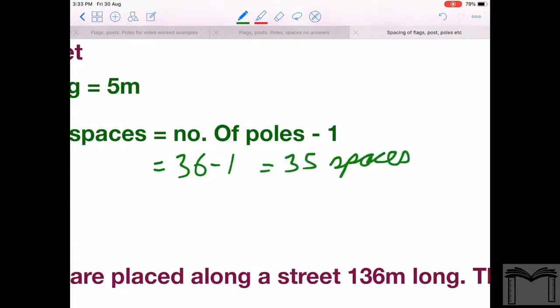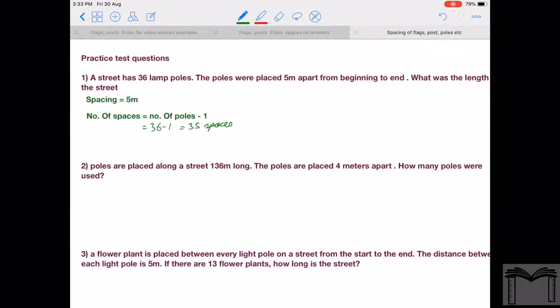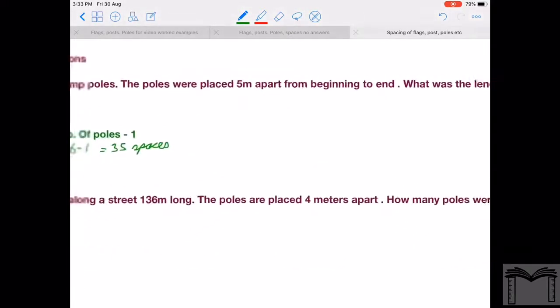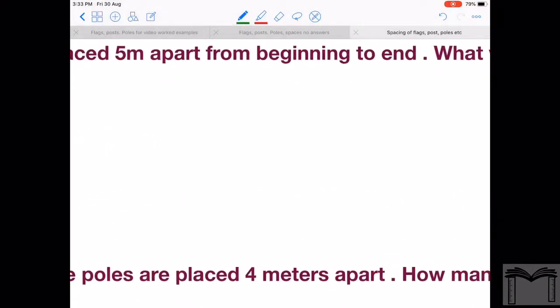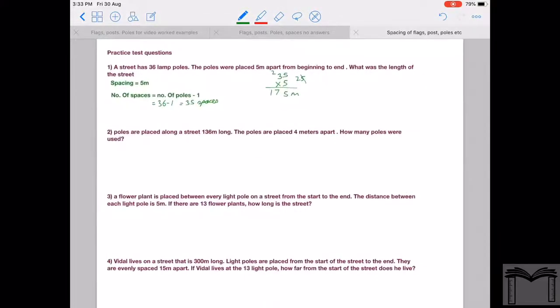The total length of the street is the number of spaces by the length of one space. The length of one space is called the spacing. So that's 35 by the spacing, which is 5. So 35 by 5. 5 fives are 25, so we put the 5 in, carry across the 2. 3 fives are 15 plus 2 is 17, so that's 175 meters. That's your answer.